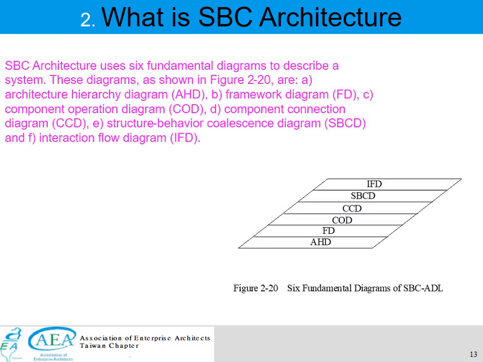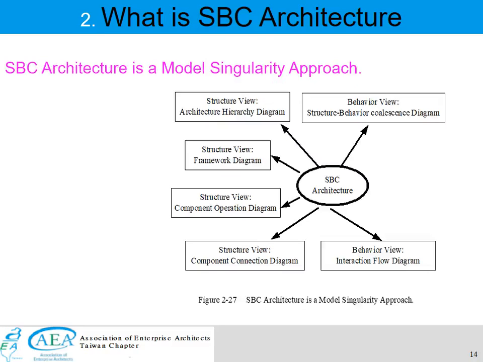SBC architecture uses 6 fundamental diagrams to describe a system. These diagrams, shown in Figure 2-20, are: A, architectural hierarchy diagram; B, framework diagram; C, component operation diagram; D, component connection diagram; E, structural behavior correlations diagram; F, interaction flow diagram. SBC architecture is a model singularity approach, as shown in Figure 2-27.